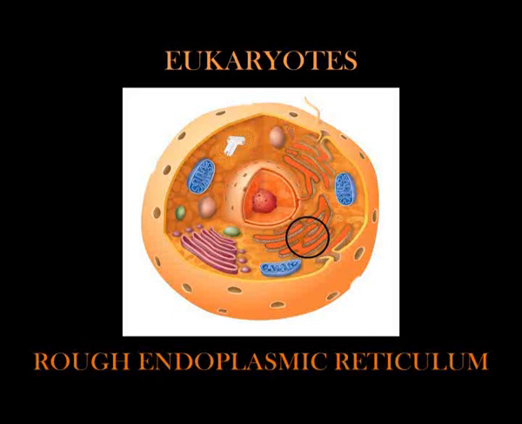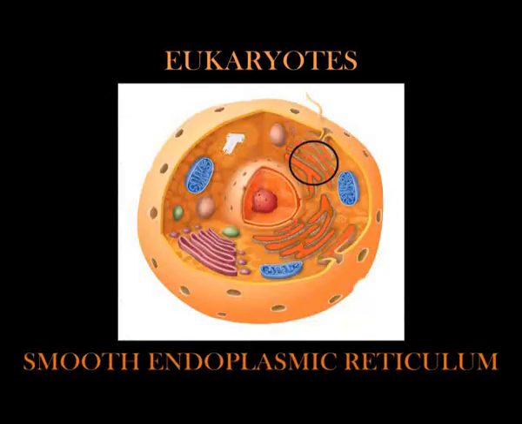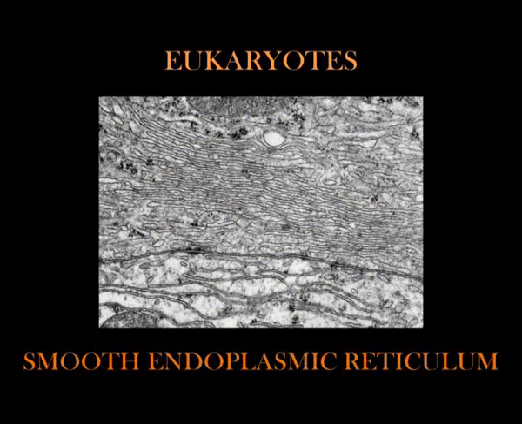When the endoplasmic reticulum is associated with ribosomes, it is called the rough endoplasmic reticulum. When it isn't, it is called the smooth endoplasmic reticulum.